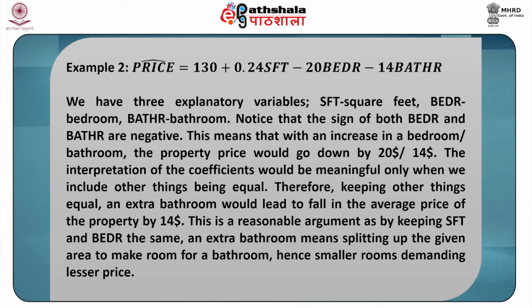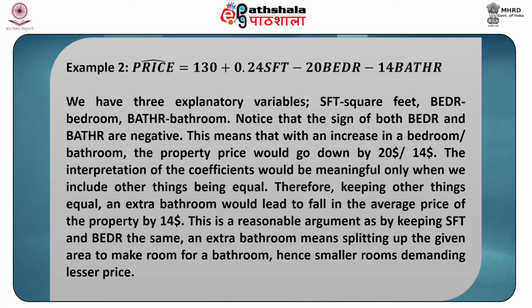Let's take another example, example 2. In this we have the estimated value of price hat equal to 130 plus 0.24 SFT minus 20 BDR minus 14 BATHR. In this case, SFT is square feet, BDR is the number of bedrooms, and BATHR is the number of bathrooms, and price is the price of a house. So let us look at another estimated example where we want to understand what influences the property prices in dollars in this case, which could be in rupees or any other currency.